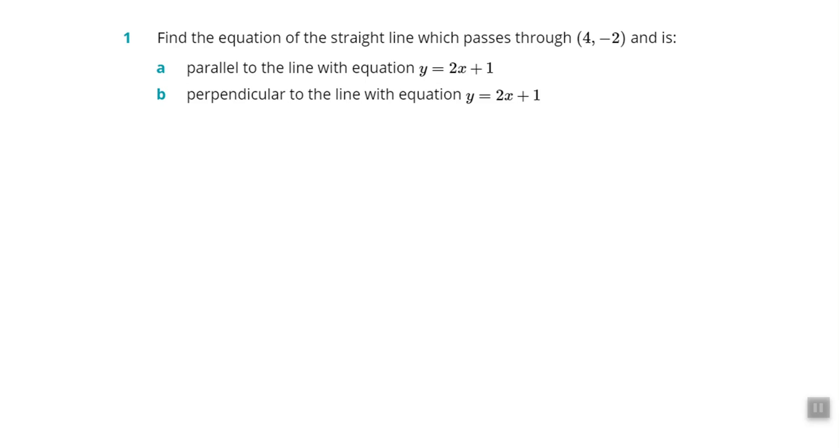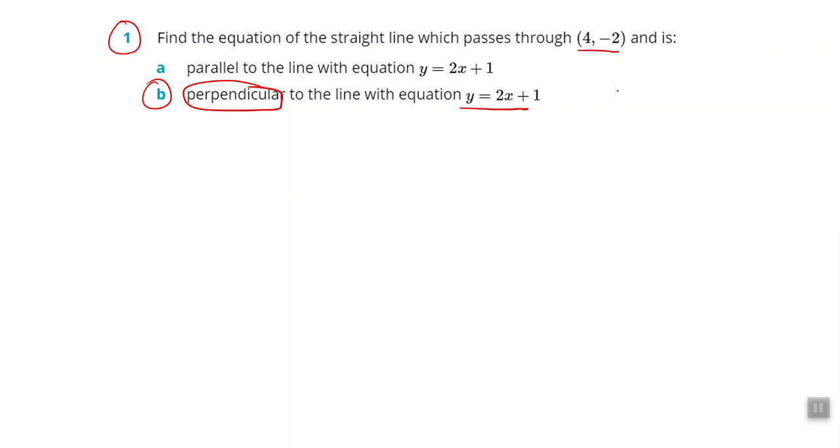This is for year 11 methods. We're going to look at question 1b from exercise 2e. So it says find the equation of a straight line which passes through the point 4, -2 and is perpendicular to the line y equals 2x plus 1.